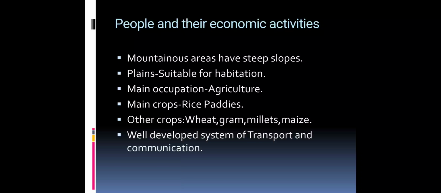Okay. Then here they have a well developed system of transport and communication. In the plains there is a dense network of roads and railways which connects various parts of the region. Clear? Clear about the people of Ganga Brahmaputra basin? Let us just recall all the points that we have done in this topic.